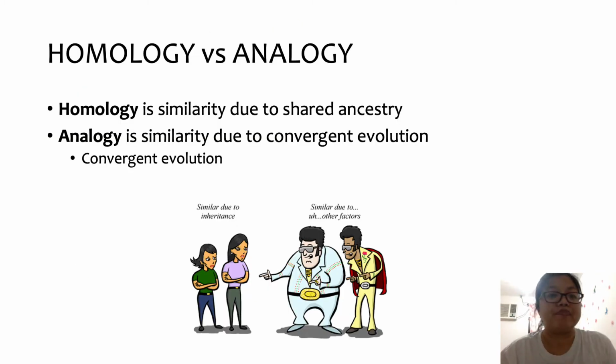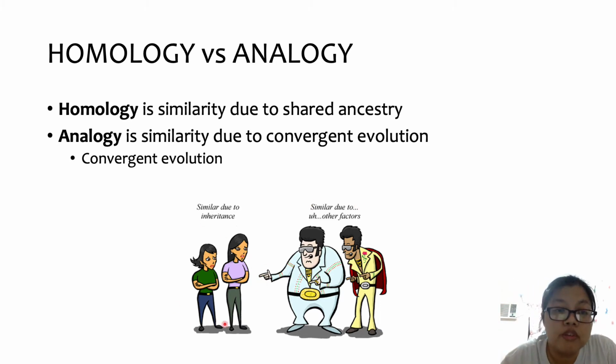Okay, firstly, we have homology versus analogy. When we say homology, this is a similarity due to shared ancestry. And analogy is similarity due to convergent evolution. So for example, here, this is a funny illustration of the difference of homology and analogy.